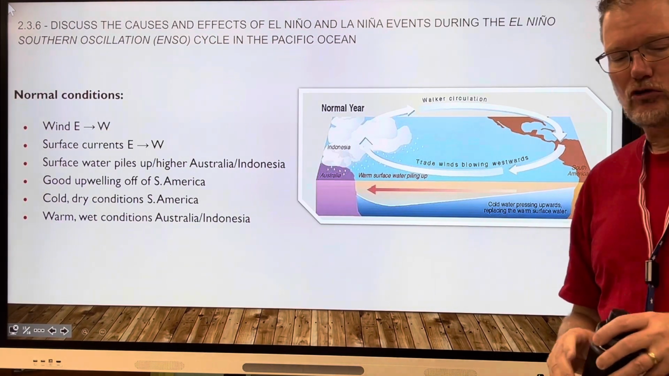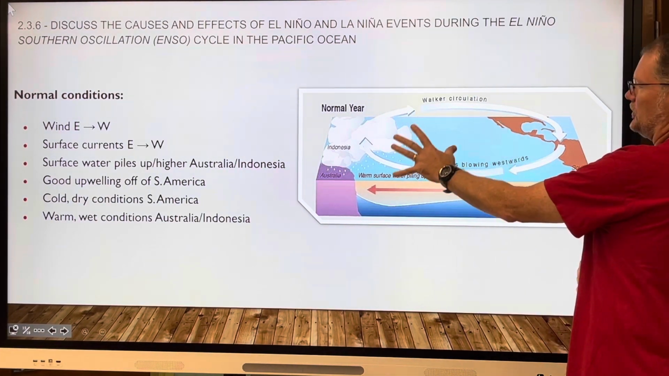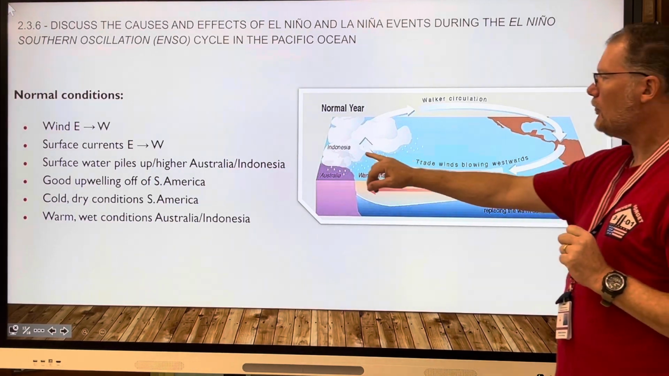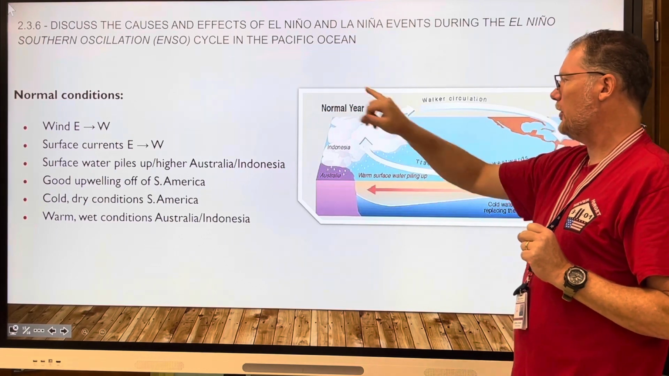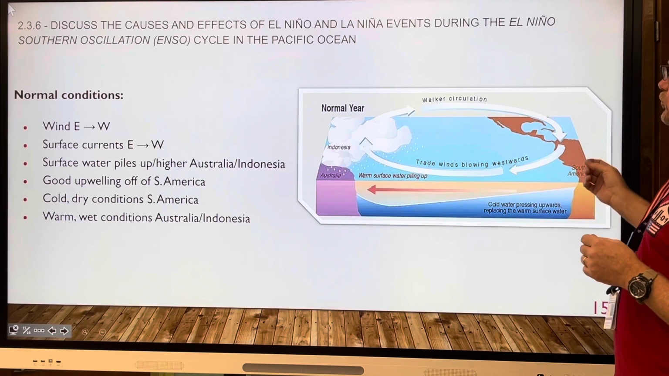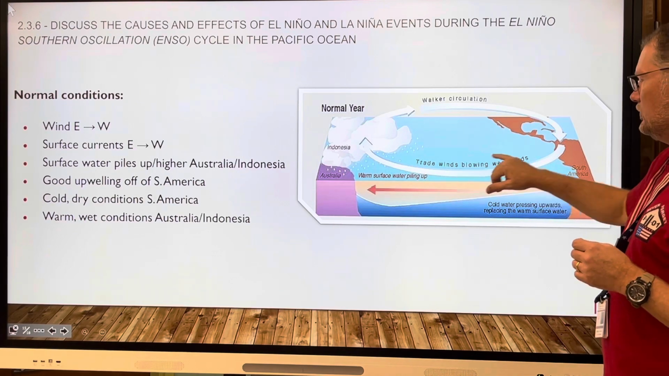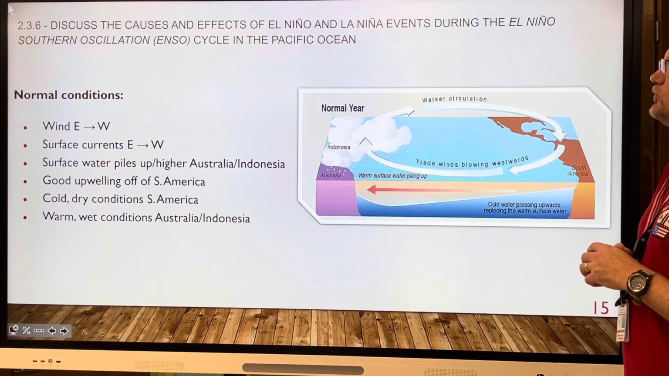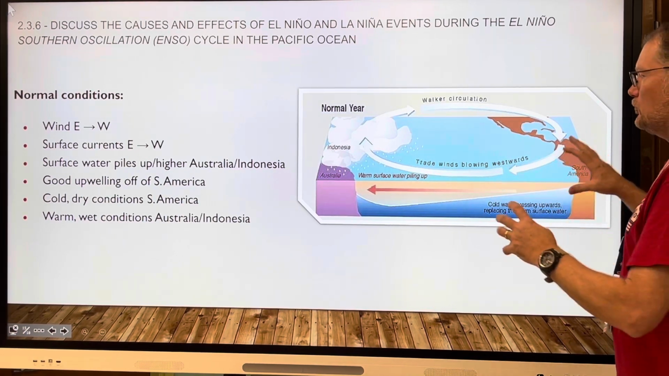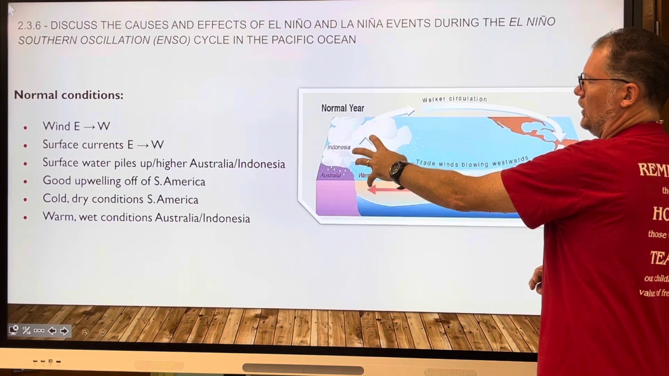So under normal conditions, right? This is the Pacific Ocean: Florida, California, Mexico, Central America, South America, Australia, Indonesia, Japan would be up there. Under normal conditions, you get winds that go from the east to the west, otherwise known as westward trade winds. Surface currents also move east to west. So that surface water will be piling up over here in Australia and Indonesia.